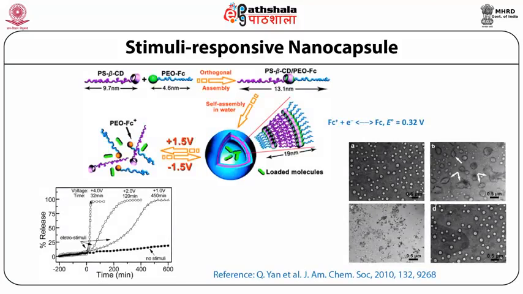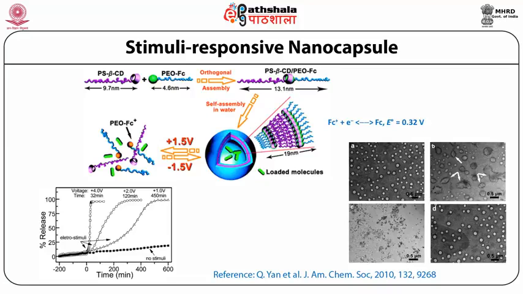Here is a very nice example of stimuli responsive nanocapsule or polymersome formation that employs a cyclodextrin based host and a ferrocene based guest molecule. Now it is known that beta cyclodextrin, with a specific cavity size, can only fit ferrocene, which has an Fe2+ ferrous ion in between two cyclopentadiene units. Now they form this complex.